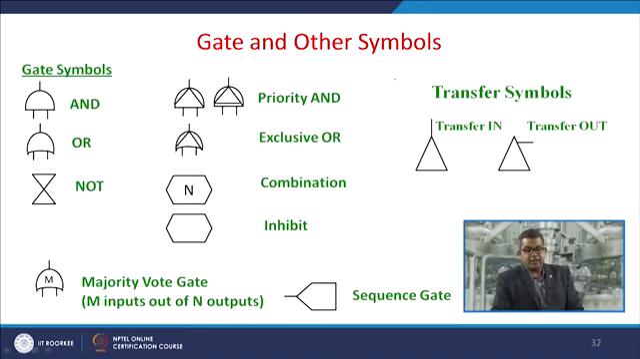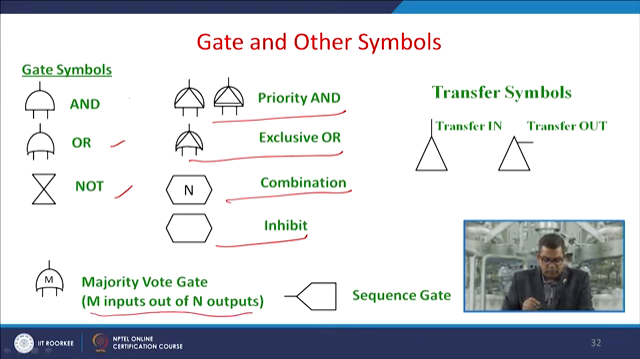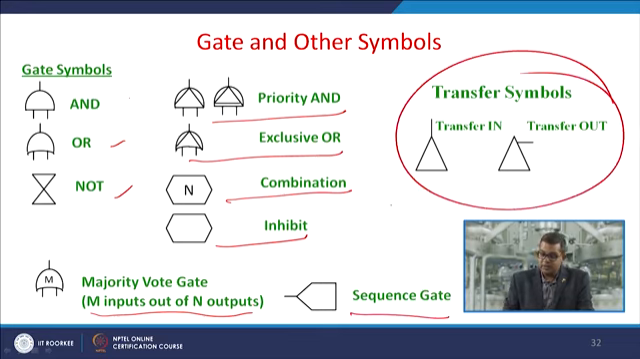So, these are the gates and other symbols: AND gate, OR, NOT, the priority one, exclusive OR. This is the combination, this is the inhibit, and this is the majority vote gate, that is M inputs out of N inputs, N output. Now, this is the sequence gate, and these are the transfer symbols. This is the transfer in and this is the transfer out. Now, let us have a look at the union.